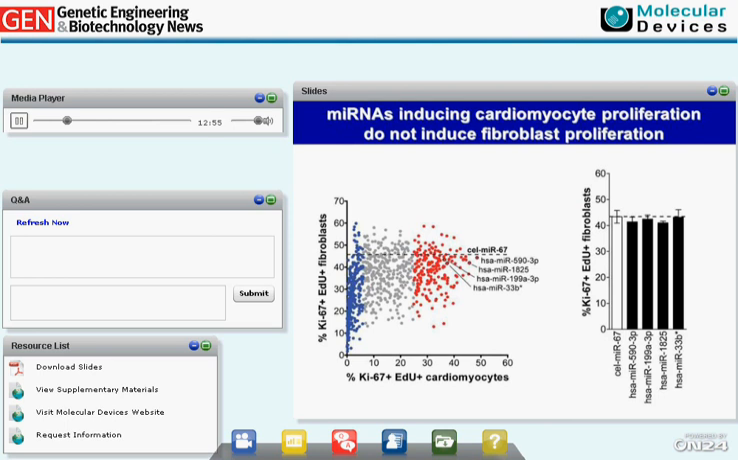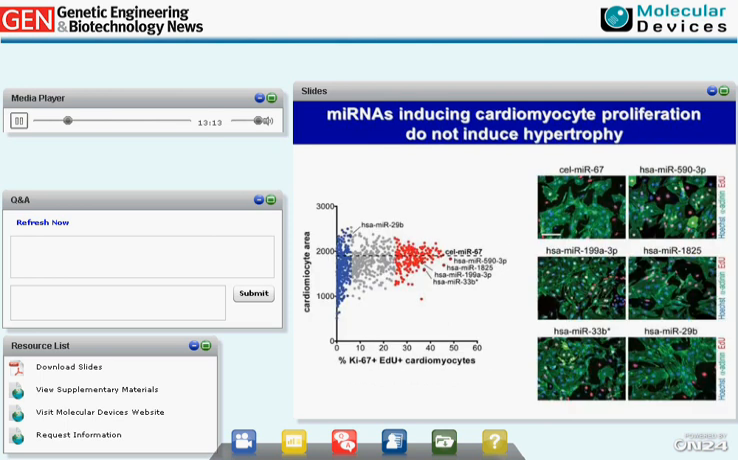And so here you can see the results. I'm showing you proliferation of fibroblasts against proliferation of cardiomyocytes. And you can see that the microRNAs that induce the proliferation of the cardiomyocytes have no effect on the proliferation of fibroblasts. Also very important is to understand whether these microRNAs have an effect on cardiomyocyte size. Now, hypertrophy can be a problem, and so we wanted to be sure that the microRNAs that we are selecting as increasing proliferation were not affecting the area of the cells.